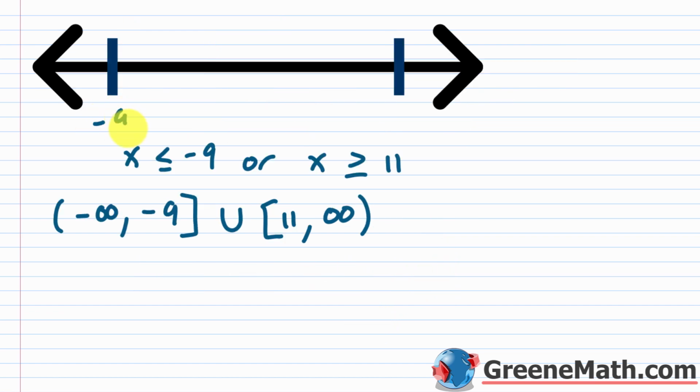Okay, so let's put negative 9 here, positive 11 here. And what you'd want to do is put a bracket here, or again, some books in this case will use a closed circle, or you could say a filled in circle, to show that negative 9 is included. And then you want to shade everything to the left. Here at 11, I'm just going to put a bracket there to show 11 is included, and I'm going to shade everything to the right.